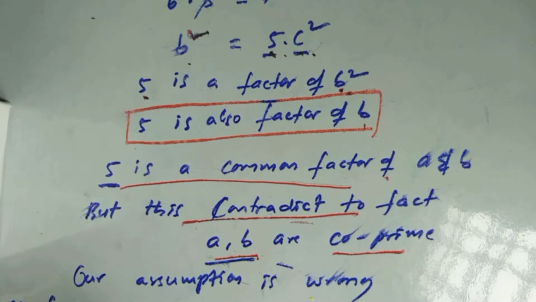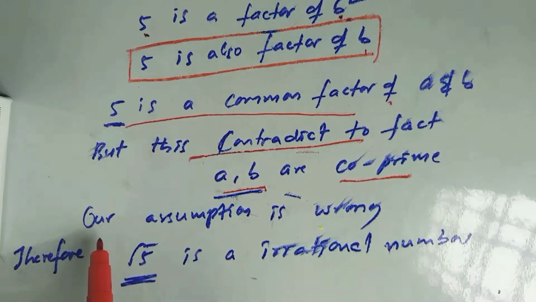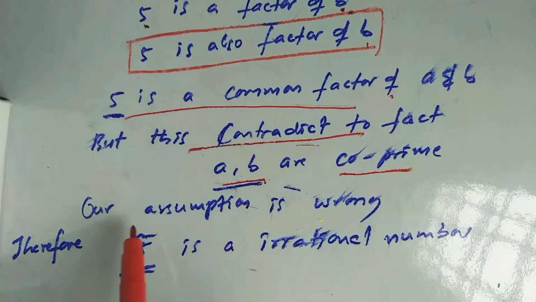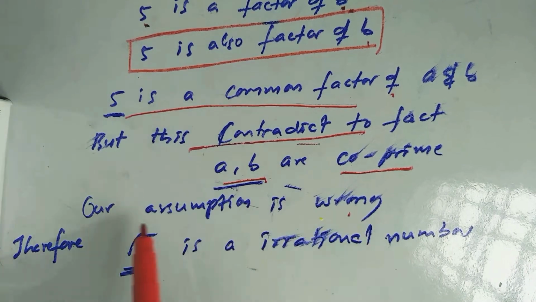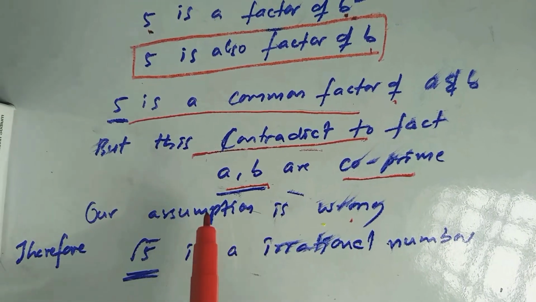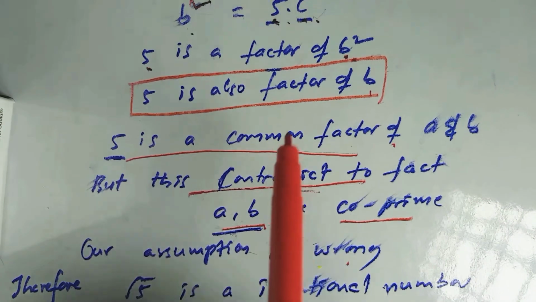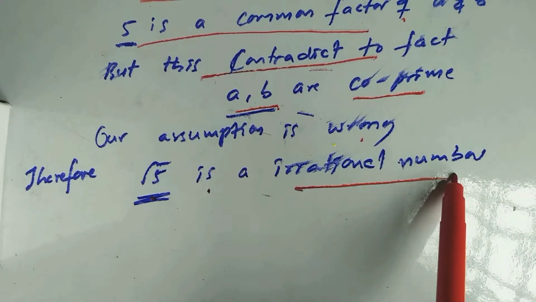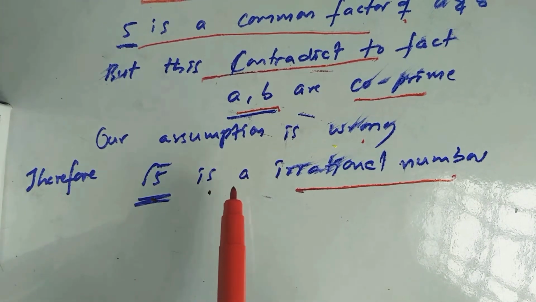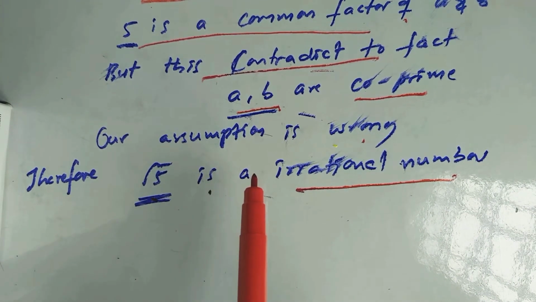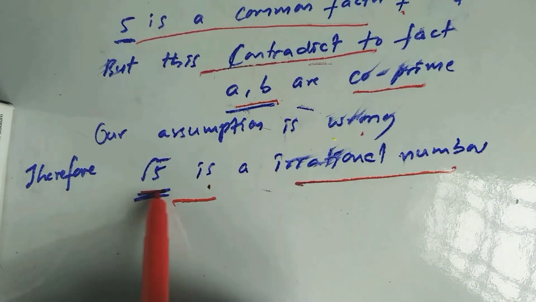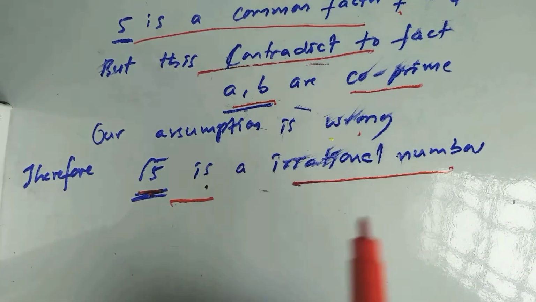Why does this situation happen? Something went wrong, because of our wrong assumption. Our assumption is wrong, and this wrong assumption makes us go wrong. So what is correct? Root 5 is an irrational number only. We wrongly took it as not irrational. So this is the proof. Now this is the solution: root 5 is an irrational number.